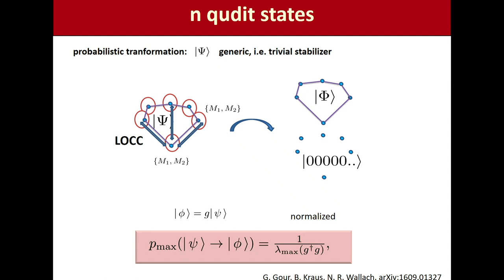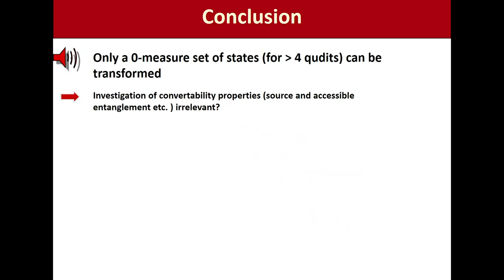Using this result, you can also show, for instance, what is the maximum success probability with which I can go from one state to the other, and you derive a really surprisingly simple expression, which you can easily evaluate. Okay, so let me now conclude, because we have seen that there is only a zero-measure set of states for which LOCC transformations are possible.